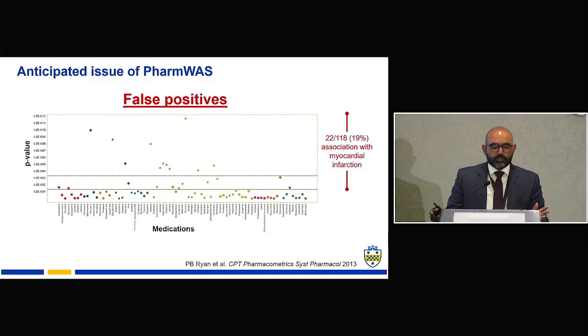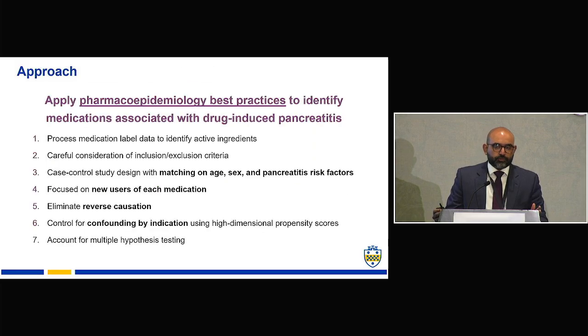So this is easier said than done because we have the possibility of having false positives. This is a study from another group that had attempted a similar methodology to study myocardial infarction. They studied about 120 medications and found that almost 20% of them were associated with myocardial infarction, which isn't clinically reasonable. And so the study suffered from many false positives. So before we could implement our methodology, we had to create a pipeline of analytic methods that implemented pharmacoepidemiology best practices. I'm going to highlight 3 of the 7 here.